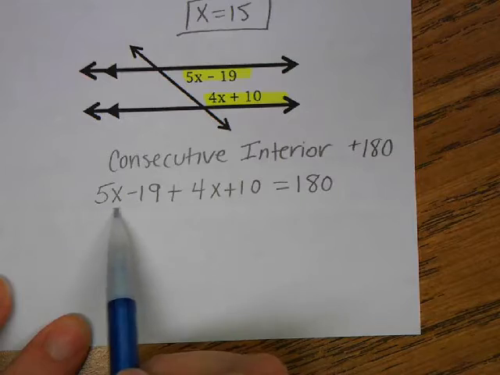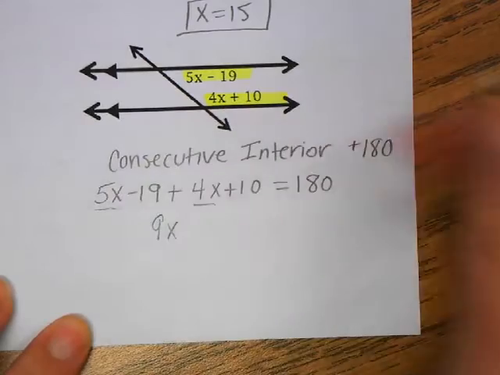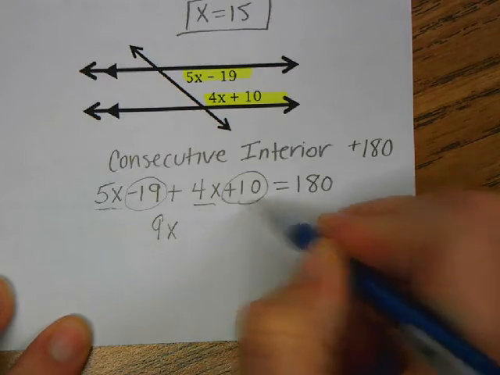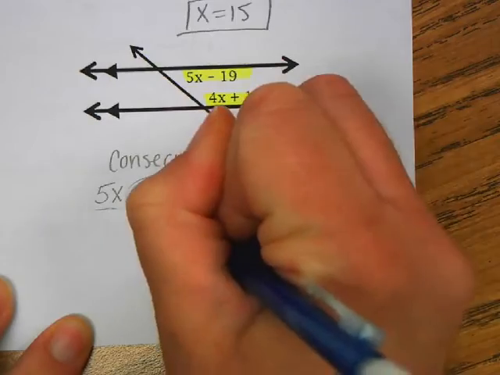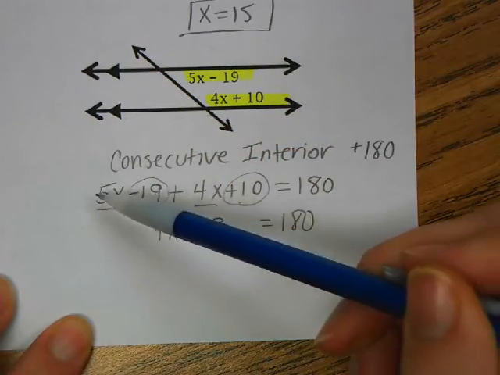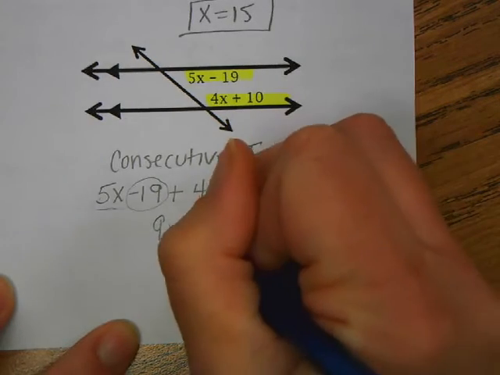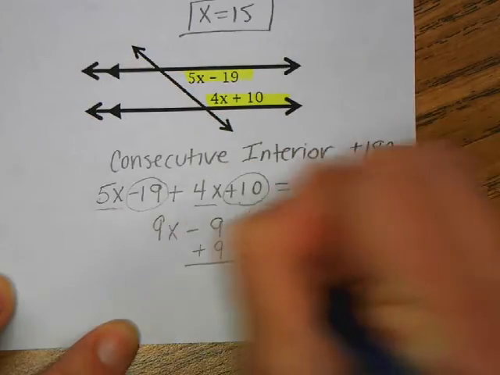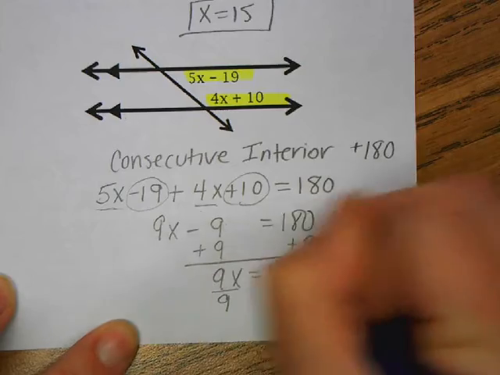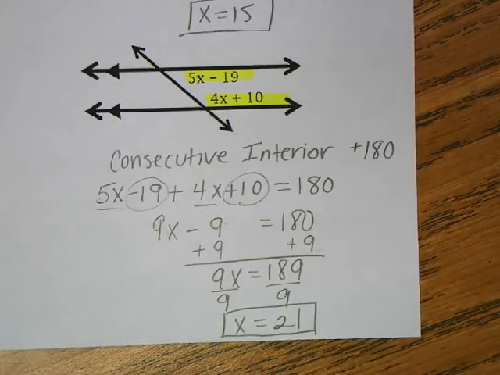Solving this equation, you want to combine like terms. 5x plus 4x is 9x. And then you have negative 19 plus 10, which is negative 9. So again, combine like terms, x's go together, and then your constants go together. Then add 9 to both sides, and divide both sides by 9. So x equals 21.